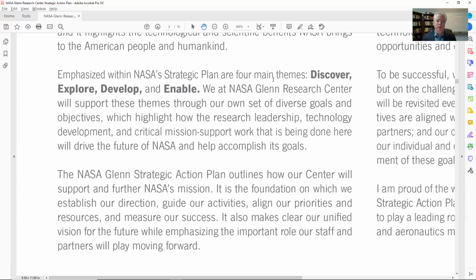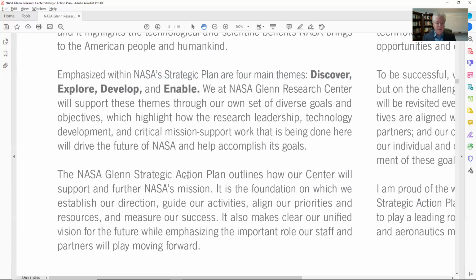Okay, so right here, if you haven't seen things like this before, it's saying what NASA's 4 main themes are: discover, explore, develop, and enable. And I love it. It's really exciting. So here, the next sentence talks about how Glenn is supporting that. And I want to know later how they're supporting that.